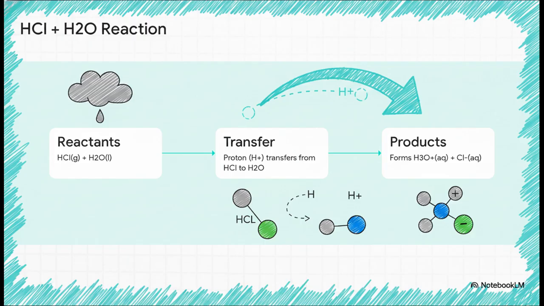Because HCl is the donor, it's our acid, and by accepting that incoming proton, water is acting precisely as our Brønsted-Lowry base. Finally, in Step 3, this transfer successfully forms our new products, hydronium ions and chloride ions.